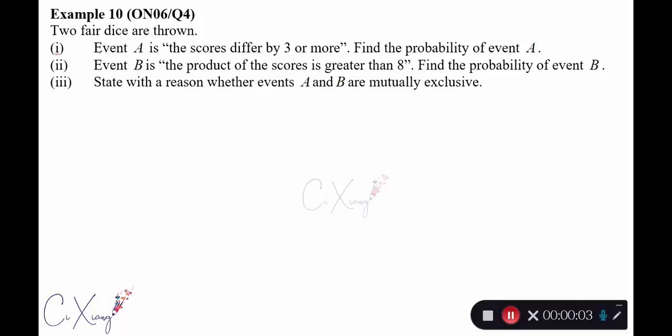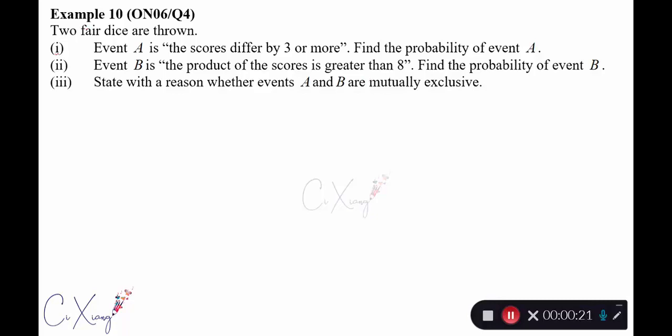Alright, so let's have a look at example 10. You are throwing two fair dice, and these are the definitions for events A and B. They want you to find the probability for events A and B. After that, they also want you to state whether A and B are mutually exclusive or not. You actually have more than one method to solve this question.